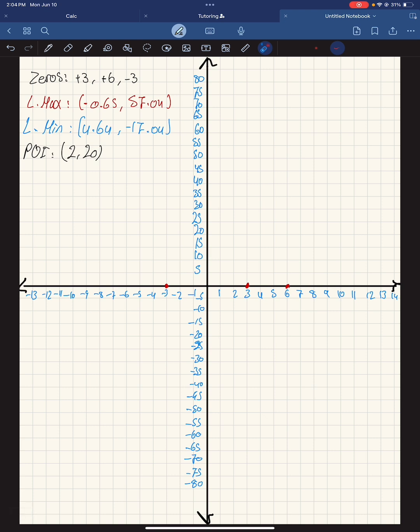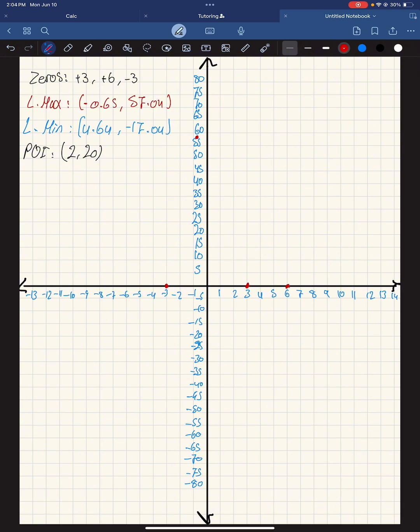And now we can go ahead and plot our local maxima and local minima. So our local maximum is at negative 0.65, which is somewhere here, at 57, which is going to be somewhere here. So I'm going to go ahead and plot that. And it's going to be around right here. And that's going to be my maximum.